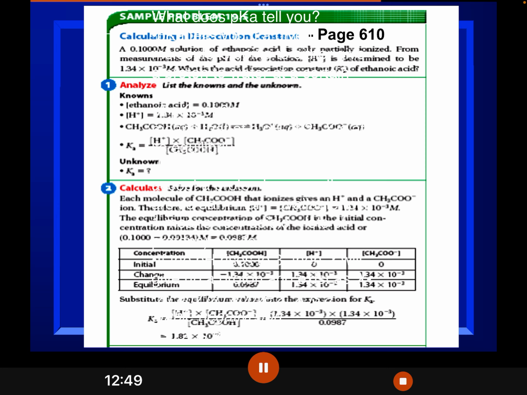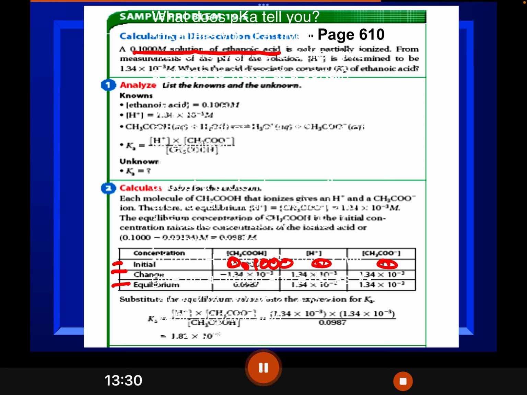Oh, this is hard to read. Not too bad, though. So this tells us that we have a 0.100 molar solution of ethanoic acid. This is an ICE problem, so you guys can probably see this pretty well here. You can see I've got my initial, change, and equilibrium rows, and these are 0.100 and 0. So for right now, does everybody see where those three values came from in the world of ICE?